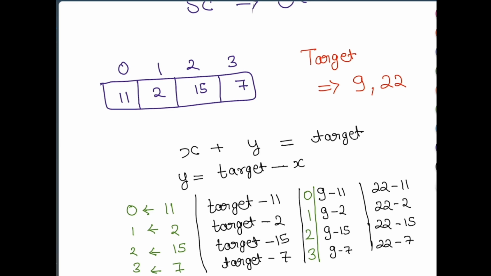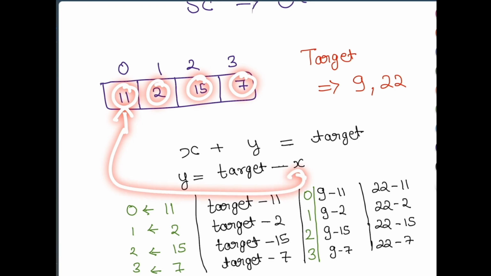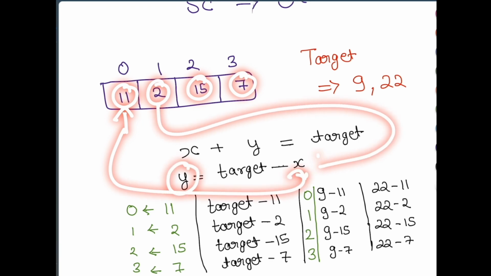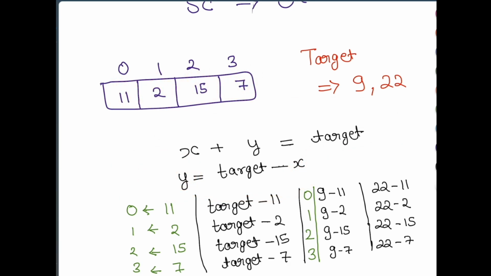What we are going to do is, we are going to store the numbers which we have seen. We are just going to run a simple loop which will access each element, 11, then 2, then 15, then 7. And we are going to say, let us say 11 is our x. If 11 is our x, then we know what the y will be, right? If 2 is our x, then we know what our y will be. So this is what we are going to do. We are just going to run one loop instead of two, and every time we are just going to find out what is the value of y.